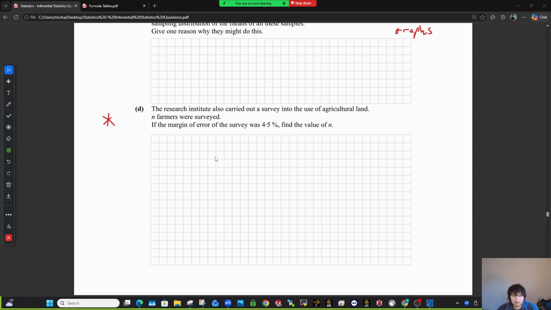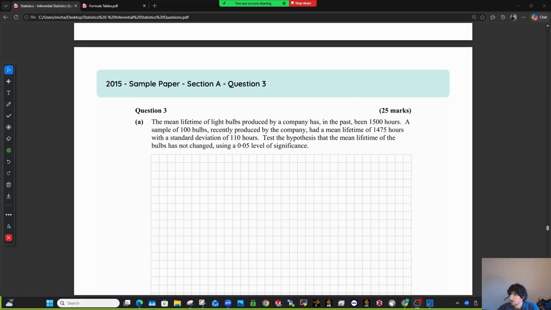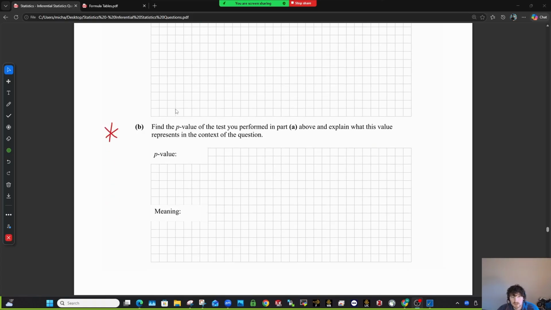Okay, let me clear that away, and we'll do our next question. So I'll pause and scroll along. We're nearing the end of the document. There won't be too many more. Okay, so I've actually scrolled on to our next question here. It comes from a 2015 sample paper. But I actually thought about something pretty important there.